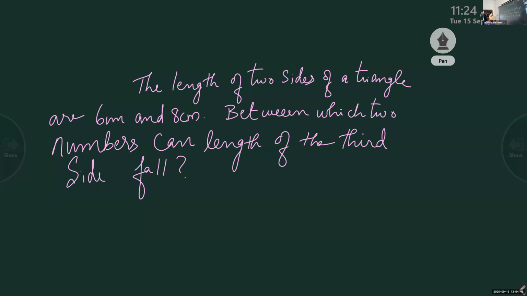Sum of any two sides should be greater than the third side. Then one more condition is there. Difference should be less than the other side. So between which numbers can be the third side? That is the question.